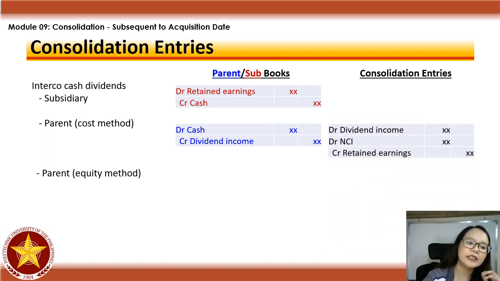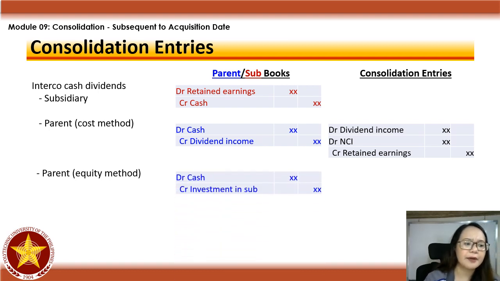So, pagdating sa ganyan, ma-eliminate mo lang dapat yung entry ng dalawa. So, sa consolidation entry mo, yung dividend income na kinredit ni parent, i-debit mo para ma-zero siya. Yung retained earnings na dinebit naman ni subsidiary, i-credit mo naman sa conso para ma-zero din yung effect niya. Pero, possibly magka-difference yan if you are not 100% owned si subsidiary. So, the difference will be the dividends received by the non-controlling interest. So, that will be debit NCI balance sheet.